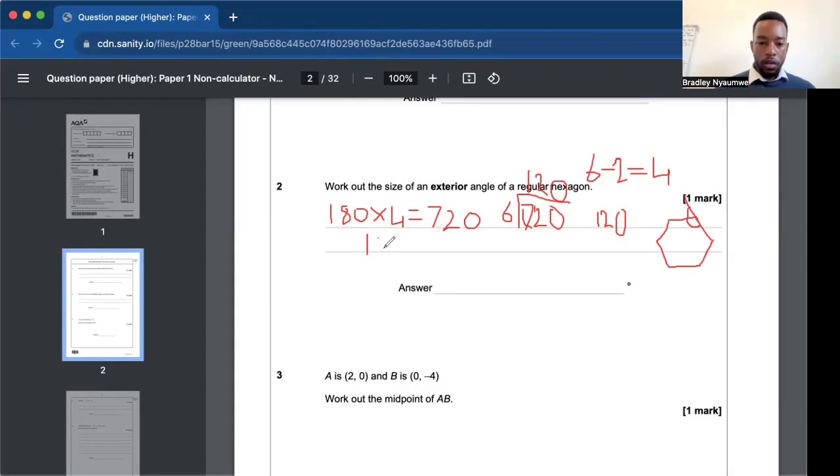So 180, it's really hard to draw with this. 180 take away 120 equals 60. So the answer is 60. The more you practice these sorts of questions, the quicker you'll get at them. That was quite a long, drawn out process, but the more you do these questions, the quicker you get.